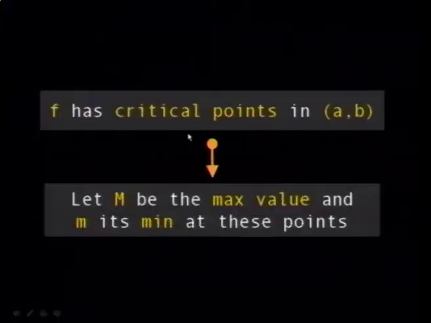So what you do really is that if you have critical points, let M be the maximum value and m the minimum at these points, and then you compare these values with the limit from the right-hand side at the point A and from the left-hand side at the point B, because the function may do this. The function, for example, may do this here.